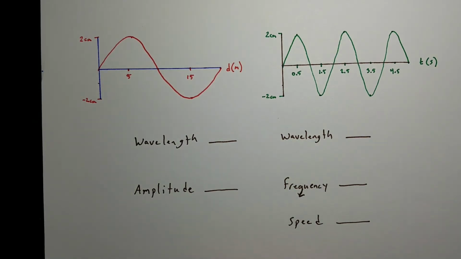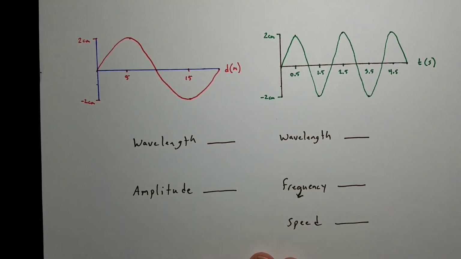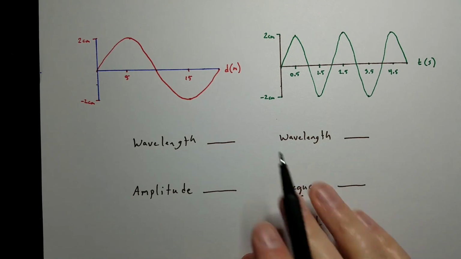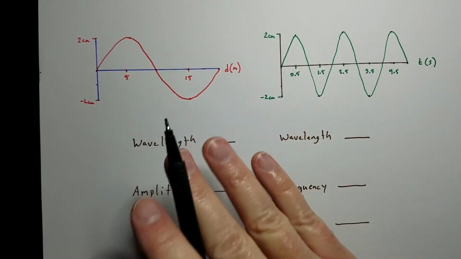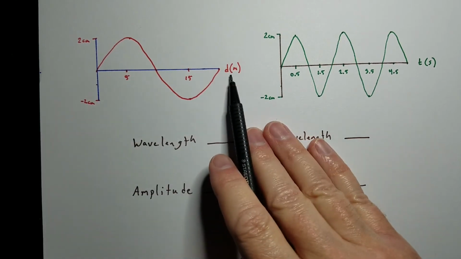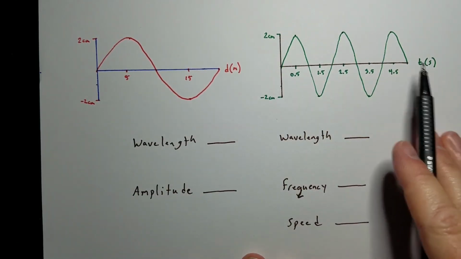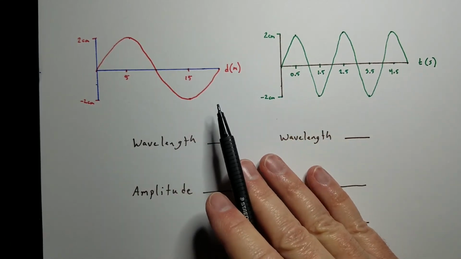Let's take a look at a graphical one. Let's say we were given these two graphs and we were asked to find these 5 things about this. Now both these graphs represent the same wave. This graph is measuring a distance, while this graph is measuring a time, but they both represent the same wave.